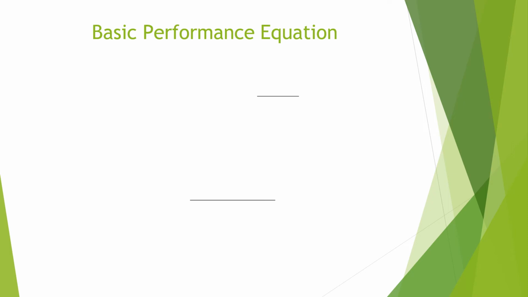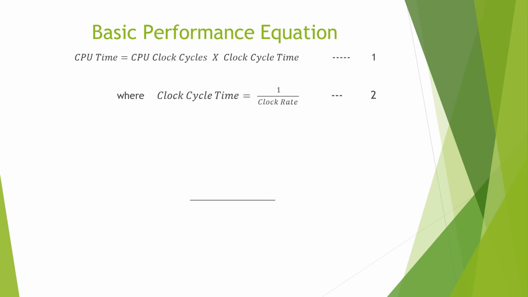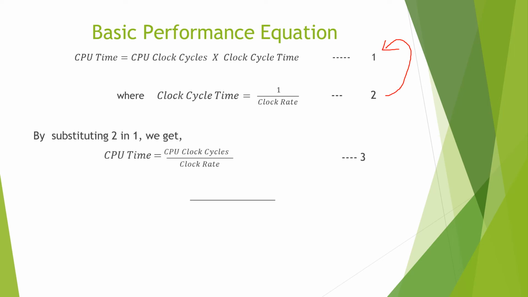For this basic performance equation, we need the CPU execution time. The formula for CPU execution time is CPU clock cycles times clock cycle time. Let it be the first equation. As we know, the clock cycle time is the inverse of the clock rate. Time is inversely proportional to frequency, called the clock rate. Now substitute 2 in 1. After substituting 2 in 1, we get CPU clock cycles divided by clock rate.